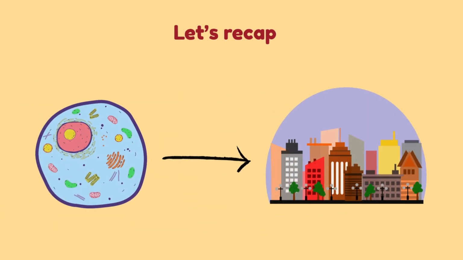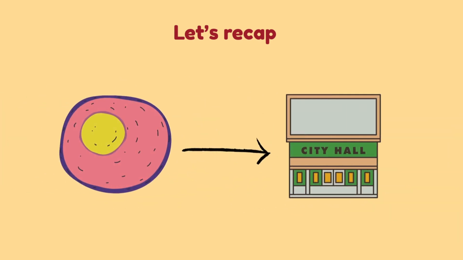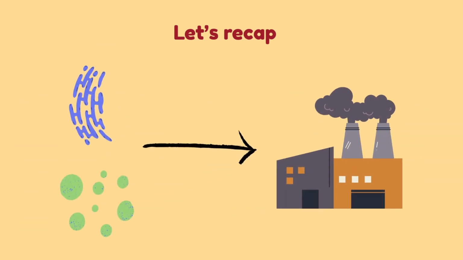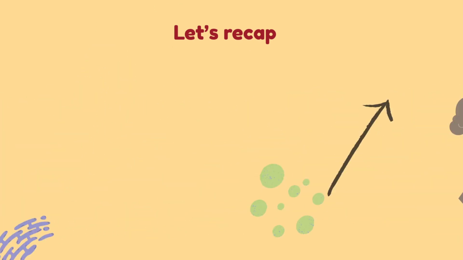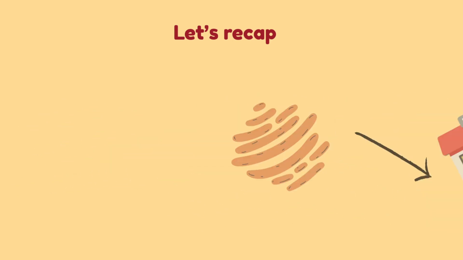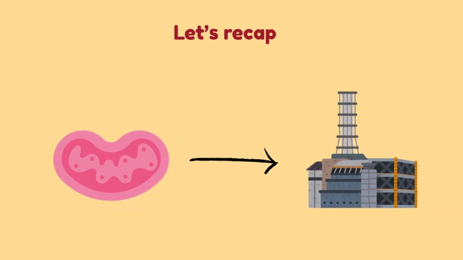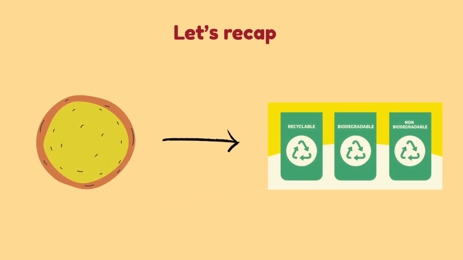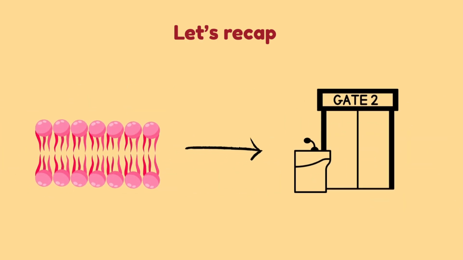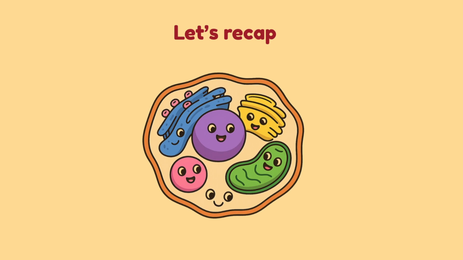Let's recap. A eukaryotic cell is like a city. The nucleus is the city hall, endoplasmic reticulum and ribosomes are the factories. Golgi apparatus is the post office. Mitochondria are the power plants. Lysosomes are the waste treatment centers and the plasma membrane is the city wall with gates. Everything works in sync to keep the cell alive and functioning.